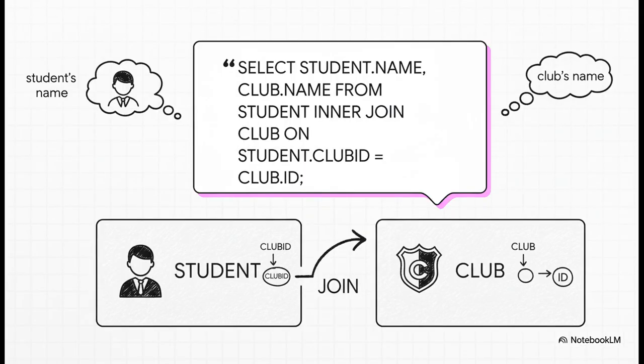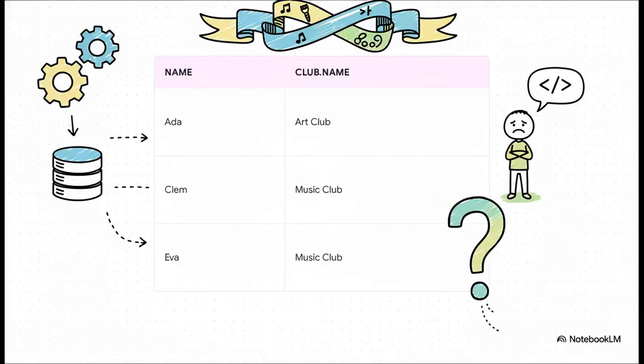Now don't let the code freak you out. This is way simpler than it looks. All it's really saying to the database is, hey, show me the student's name and the club's name. Do that by joining the student and club tables wherever a student's club ID is the exact same as a club's ID. That's it. And boom, there's our result. The database did exactly what we asked. It went through, matched up each student with their correct club name, and gave us a beautiful combined answer. We've taken data from 2 separate places and put it together.